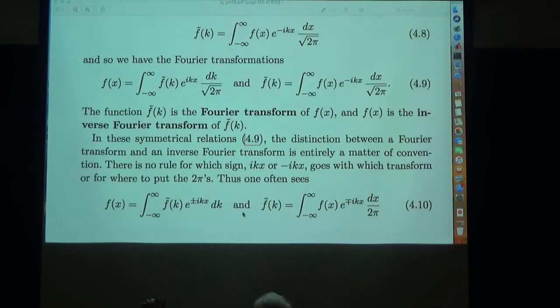And of course, in this case they really are symmetrical, whereas with the Fourier series, one is a function defined at integers, and the other is an integral, and so forth.